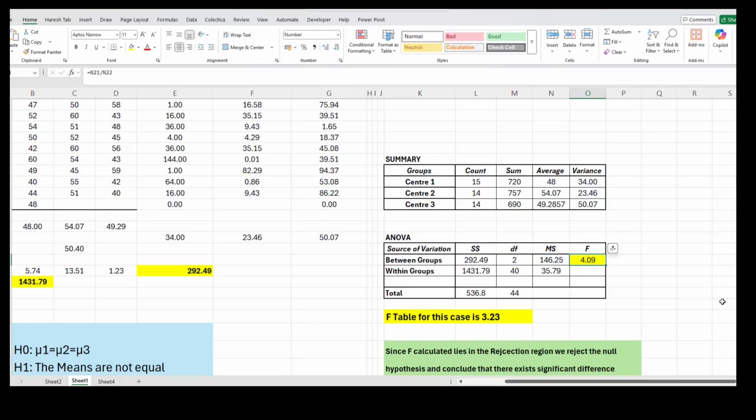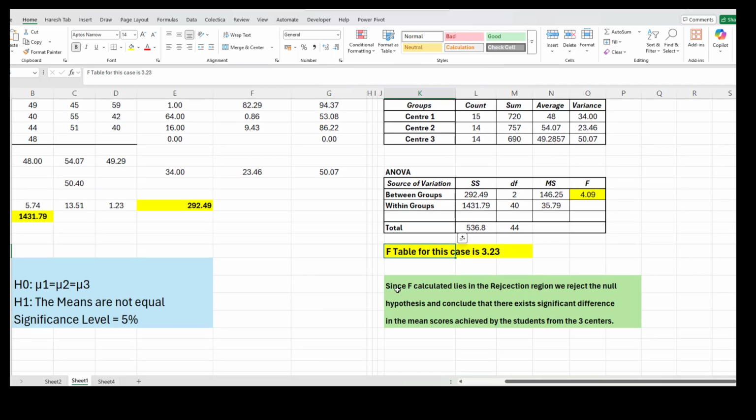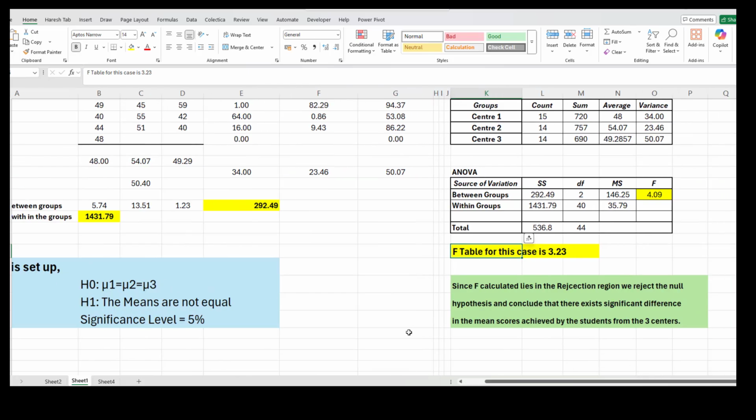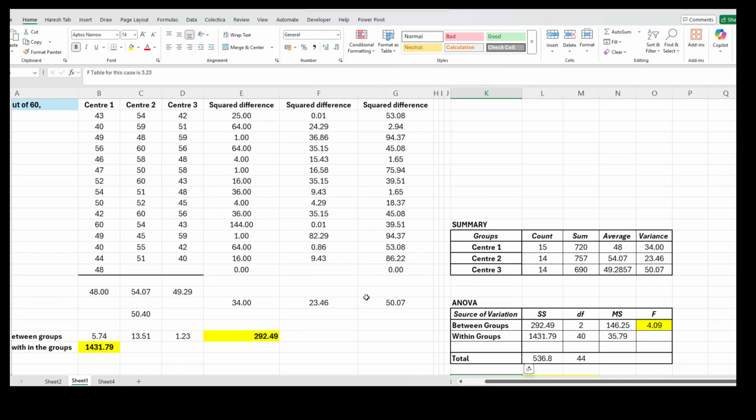If you refer to the F table, we will get an F table value of 3.23. So clearly the F calculated lies in the rejection region, and we reject the null hypothesis. Our null hypothesis was that the three sample means, the population means, are equal. So we are going to reject that, and we can clearly see that there exists a significant difference among the three samples.